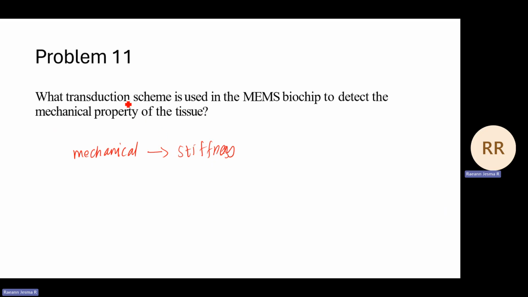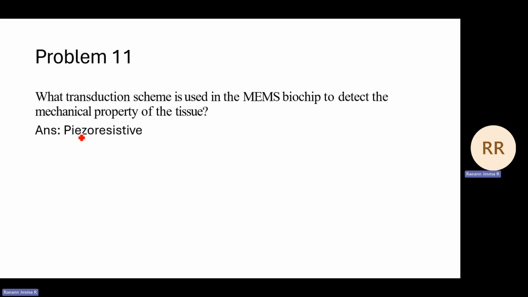So what kind of sensing scheme is used to measure the mechanical property? Also, one important thing is, in all the sensors that we use, we need the output in some form of electrical signal. That is what we can read out, right? So we need some sort of transduction scheme that can convert mechanical into electrical. In our case, we are converting stiffness into electrical. So what kind of scheme can we use? The answer is piezoresistive.